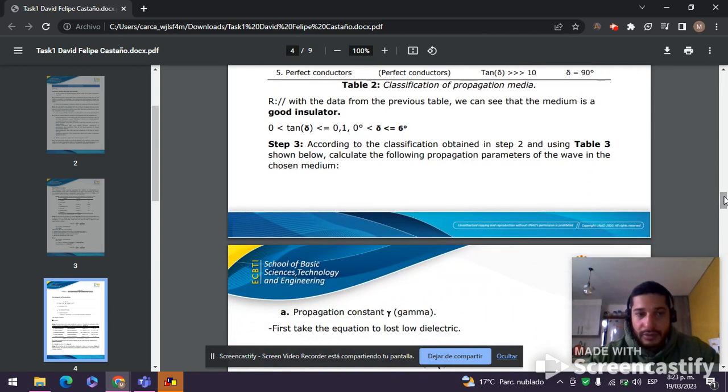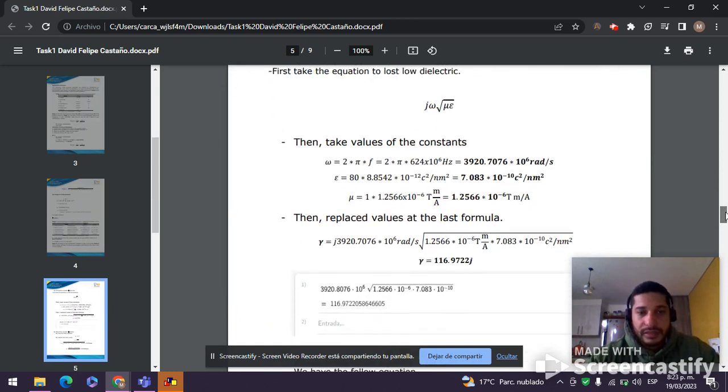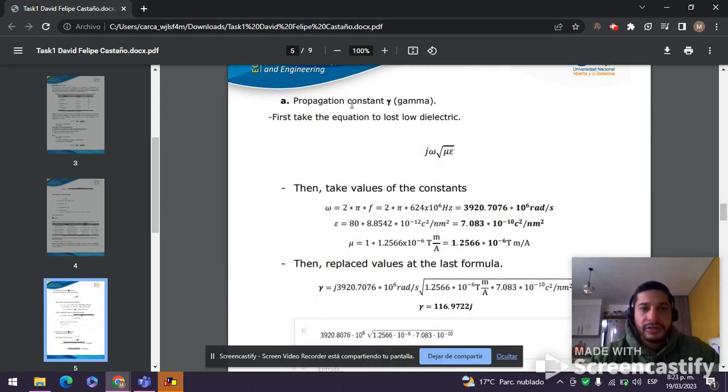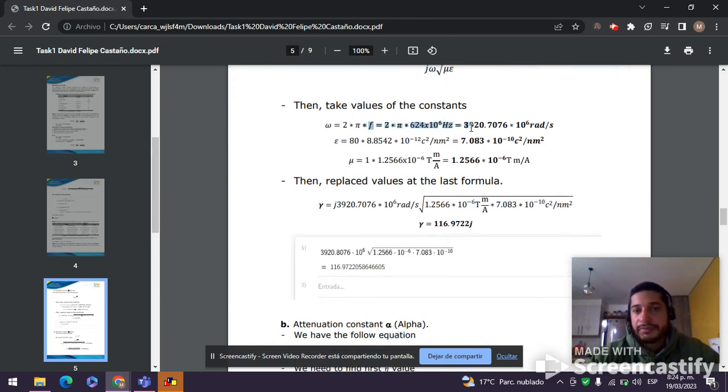Then I will explain step three according to the last table. The propagation constant gamma: I will use this equation, replace and find some values with the last equation. We can see we have these values, and with that I will replace the numbers in the formula and get this part.